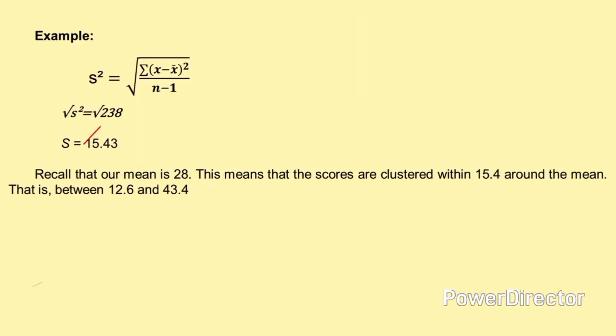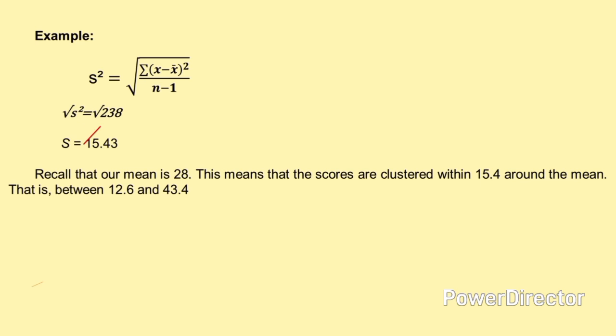Let's proceed to the example of the standard deviation. And this portion here, the one inside the square root, is the formula of the variance. And we have computed its value earlier, and that is 238. To solve for the standard deviation, we just have to get the square root. So the square root here and this exponent 2 here will be cancelled out. So the square root of 238 is equal to 15.43. Recall that our mean is 28.